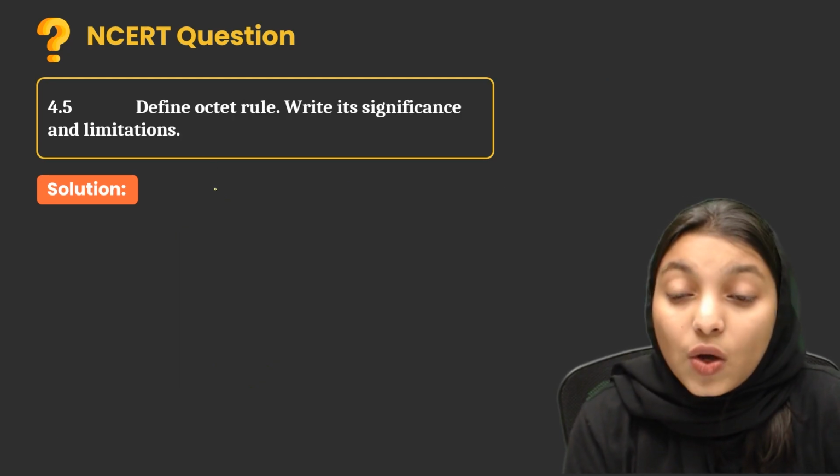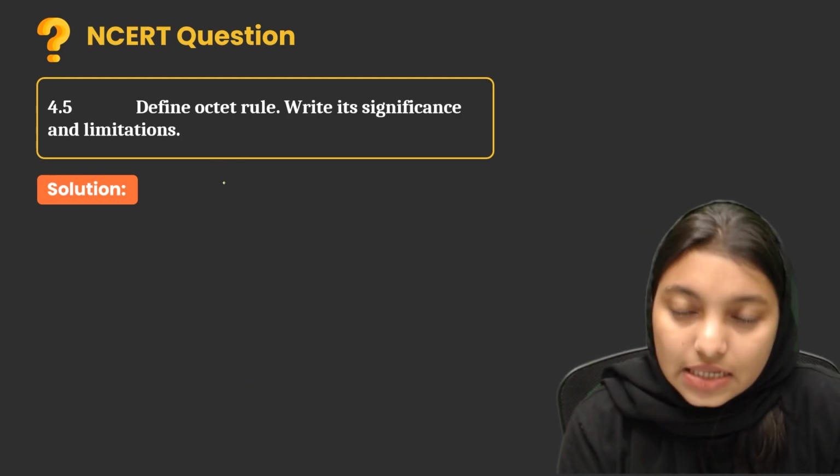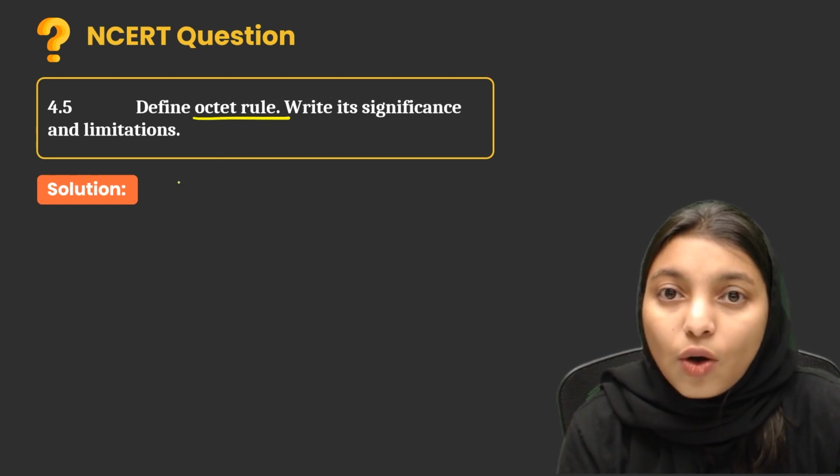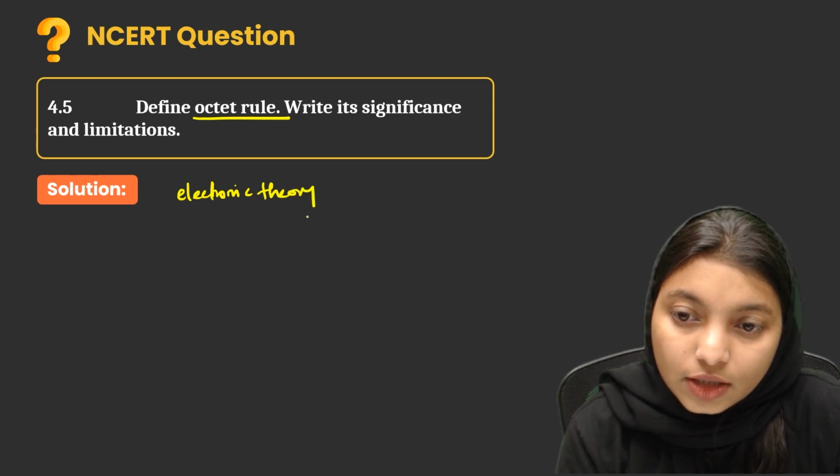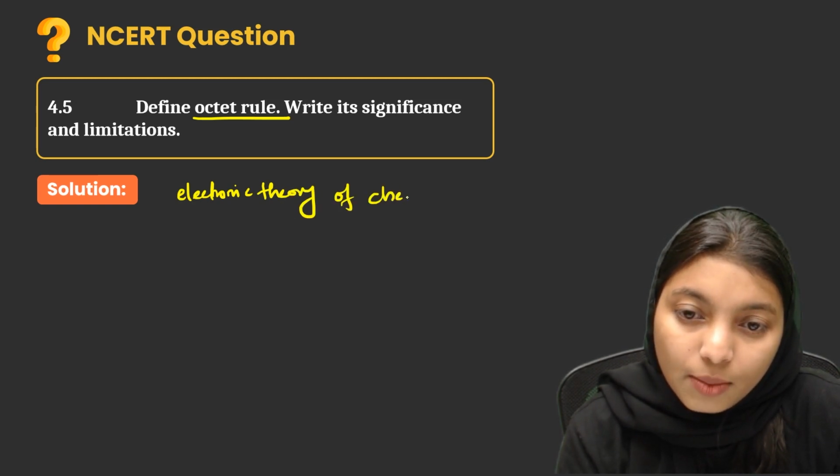Define the octet rule, write the significance and limitation. So octet rule is also called the electronic theory of chemical bonding.